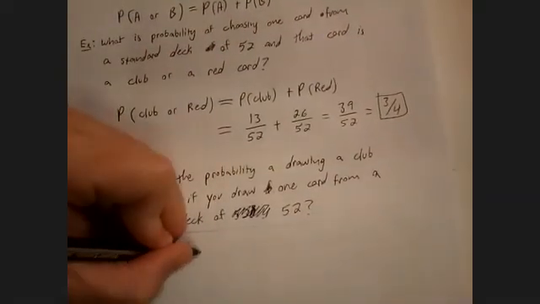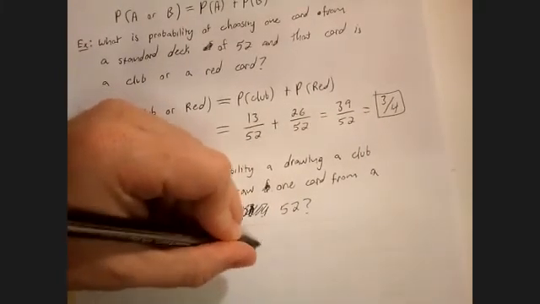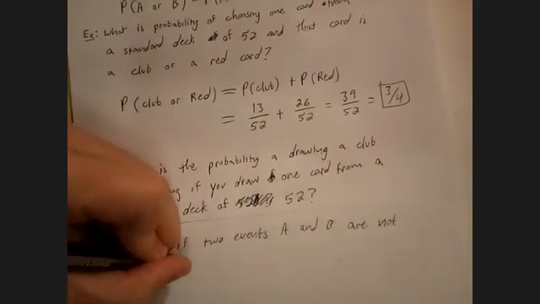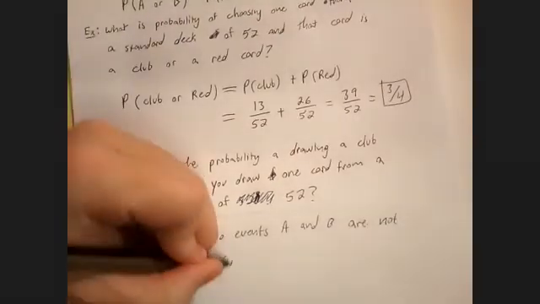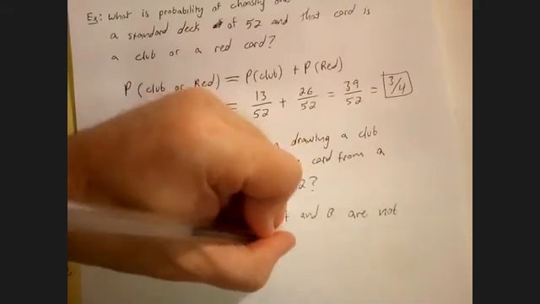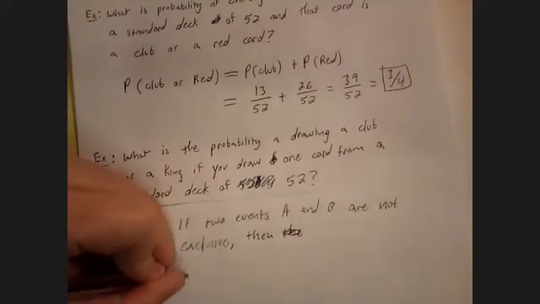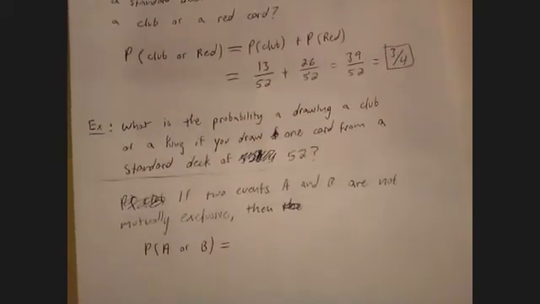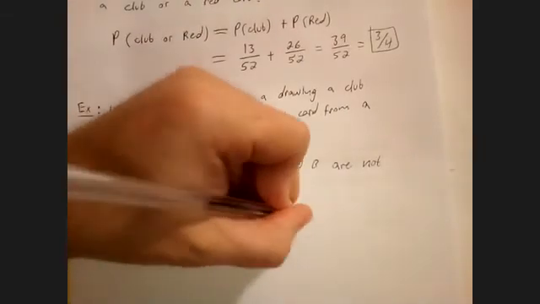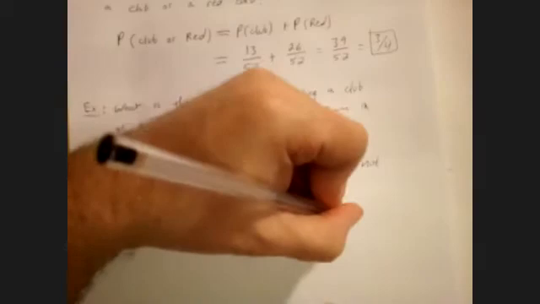So if two events, A and B, are not mutually exclusive, then the probability of A or B is the probability of A plus the probability of B minus what we call their intersection.